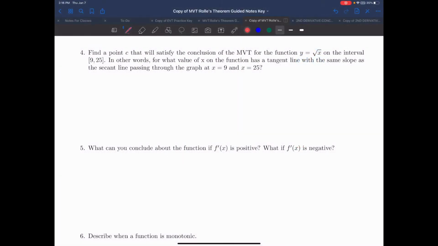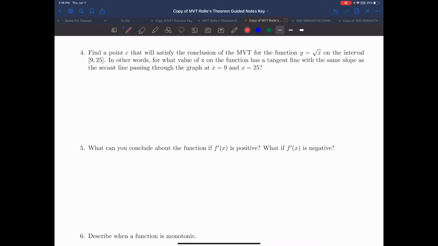Okay, so let's do a couple examples. First question, find a point C that will satisfy the conclusion of the MVT for the function y equals root x on the interval 9 to 25. In other words, for what value of x on the function has a tangent line with the same slope as the secant line passing through the graph at x equals 9 and x equals 25. So we need to take the derivative and then we need to set it equal to the average rate of change. So let's take the derivative here.